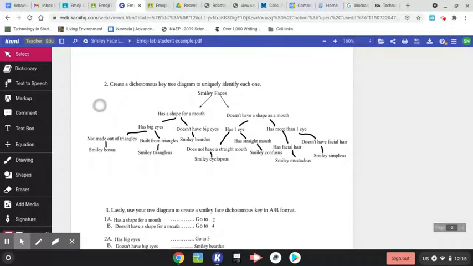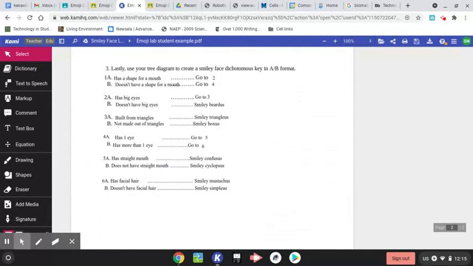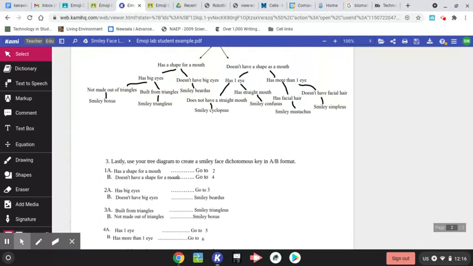And lastly, you had to put your smiley face into an A/B format. Okay? So there are certain ways to check your A/B format. One is that if you have 7 organisms, you're going to have 6 lines. They're all going to be filled out with an A and a B. And on the right side, you're either going to have a go-to, and you'll have go-tos when you have more than one characteristic branching off, or you'll have the name of an organism sometimes at the end, and that's when you know the organism has been classified. Okay? So let's follow this out a little bit and see how it works.